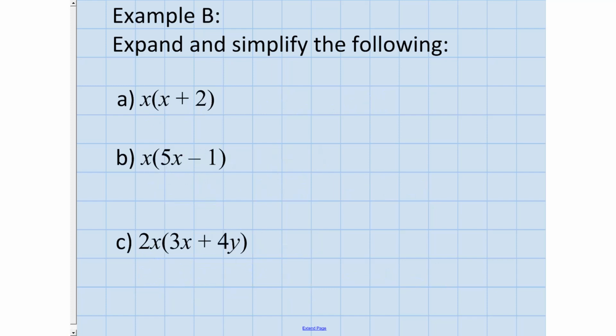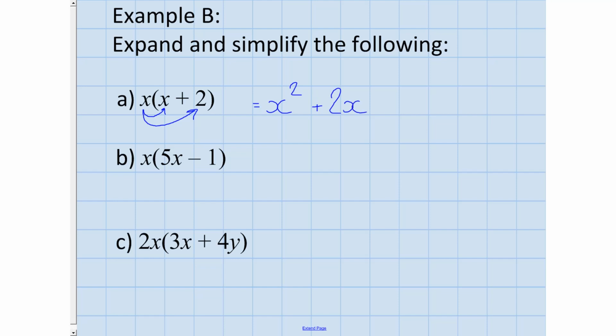Okay, let's do some more. A little bit different these, because instead of a number outside we've got a letter. So for a, we're expanding x and then in brackets x plus 2. Well, we use the same idea as before. We want to do x times x. Now think about indices. x times x is the same as x squared. And then x times plus 2 will give us plus 2x.